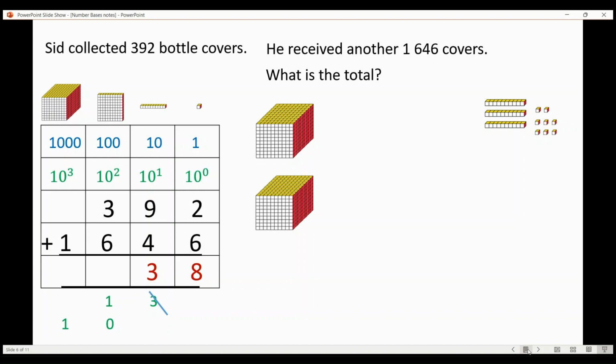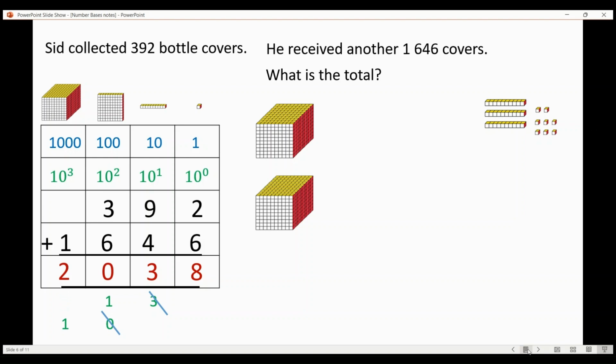So how many groups of hundreds do we have? No more. So we can cross it and put it in there. And how many cubes do we have? Groups of thousands. We had 1 and we got another 1. So that is 2. As such, our answer is 2038.